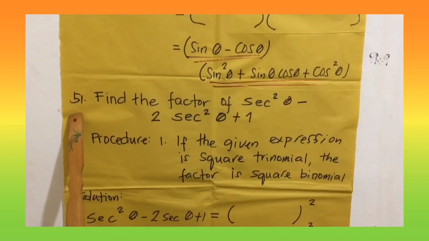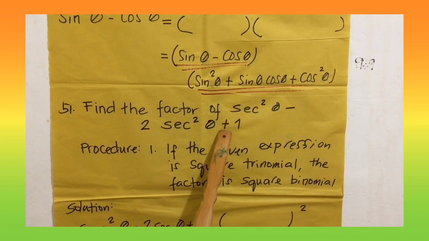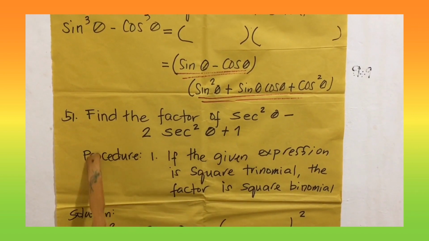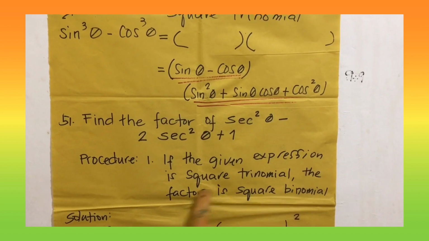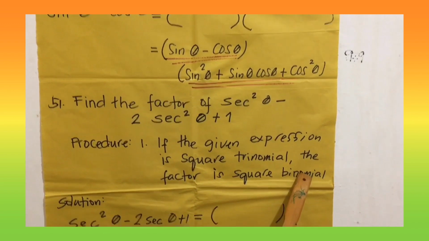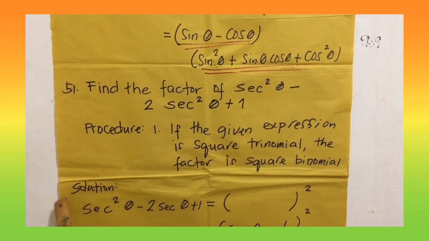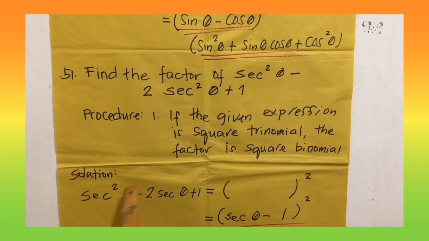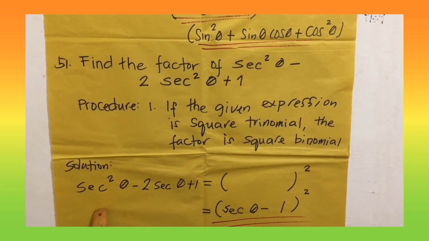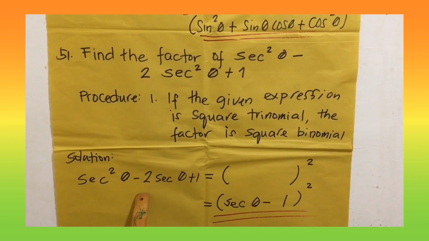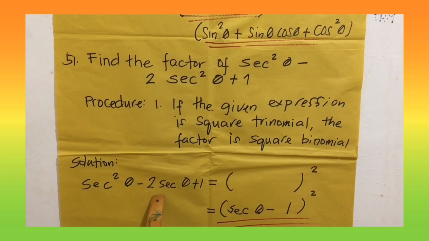Now next, number 51, find the factor of secant squared theta minus 2 secant theta plus 1. So the procedure in this kind of question, if the given expression is a square trinomial, the factor is a square binomial. Since it is asking for the factor of this given, first we're going to write the question, secant squared theta minus 2 secant theta plus 1. If you observe, you will notice three terms, the trinomial, and this is square, so that's why this is called a square trinomial.